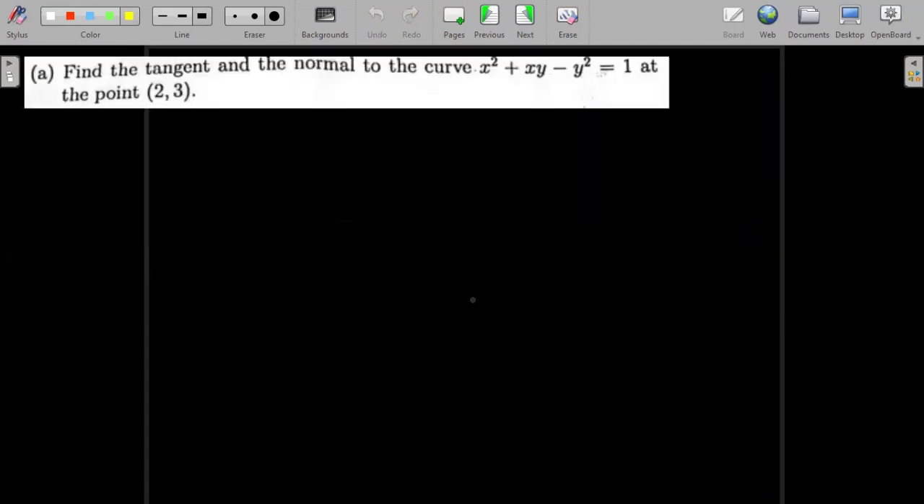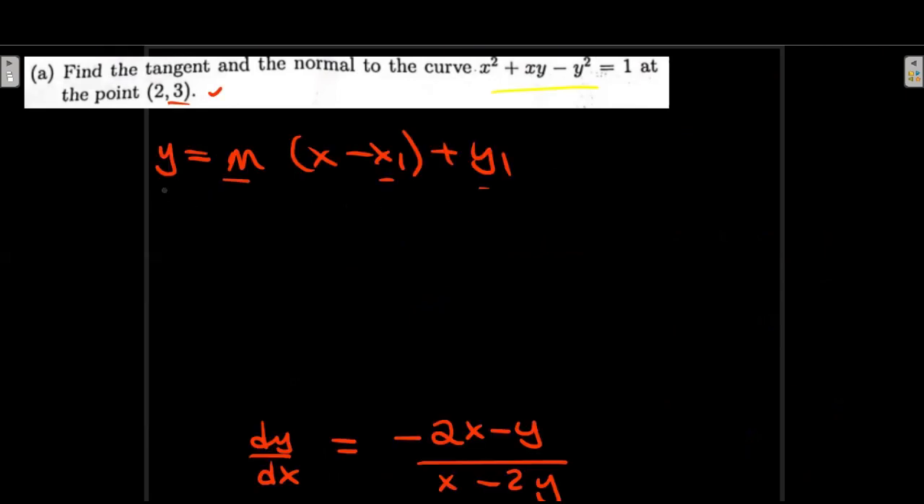All right, let's move on to the next one. The next one says find the tangent. We said we must use this equation of a line, which is y equal to m times (x minus x1) plus y1.